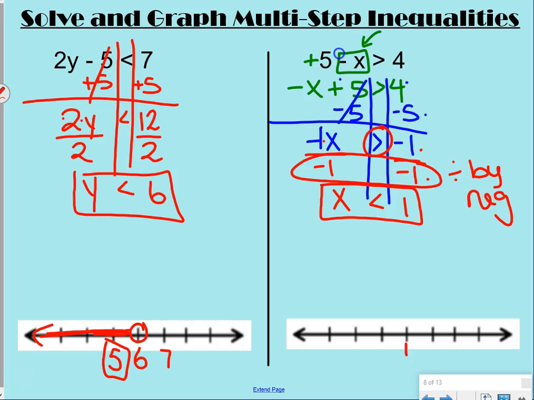We say 1 in the middle, 2 on the right, 0 on the left. It's just less than, so it's an open circle. Which number is less than 1? That would be 0, so we shade in the direction of 0.